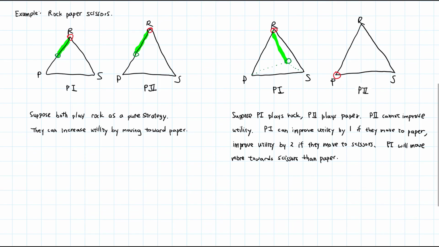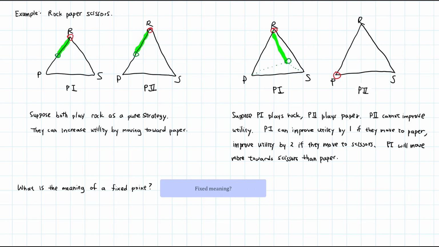So given such a function, what is the meaning of a fixed point? It means that no player can improve their utility by switching to another pure strategy of their own. So it must be a Nash equilibrium.